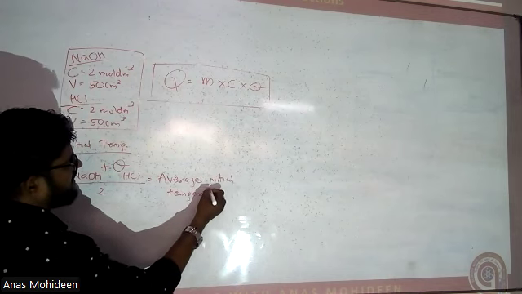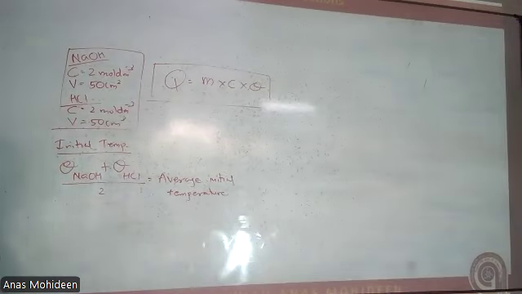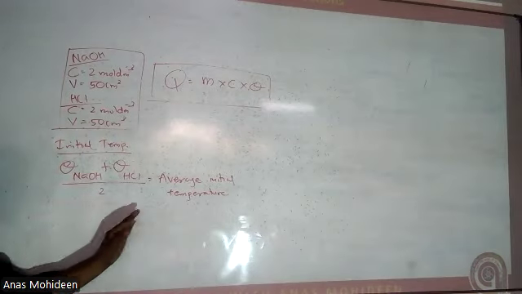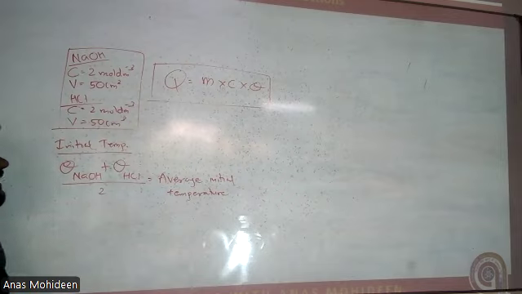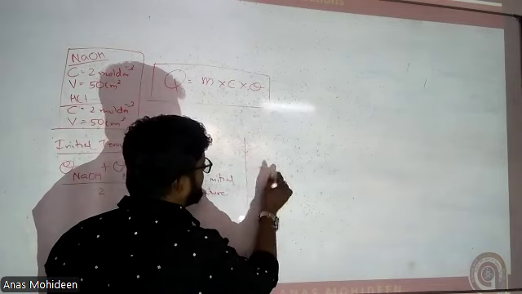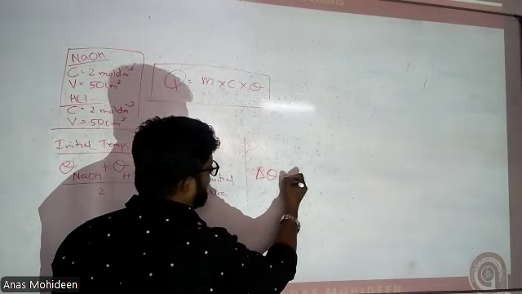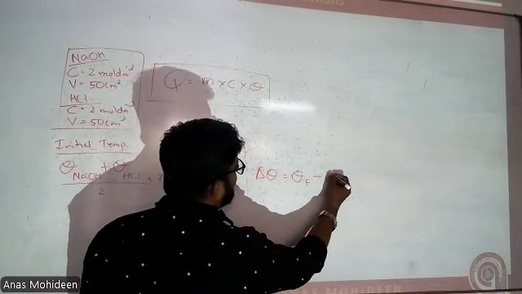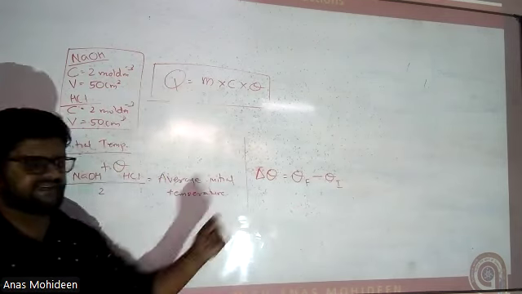Average initial temperature, I measure. So what do I measure here? The average initial temperature. And then to find out the temperature difference, delta theta, what do I do? Final minus initial average, I do.